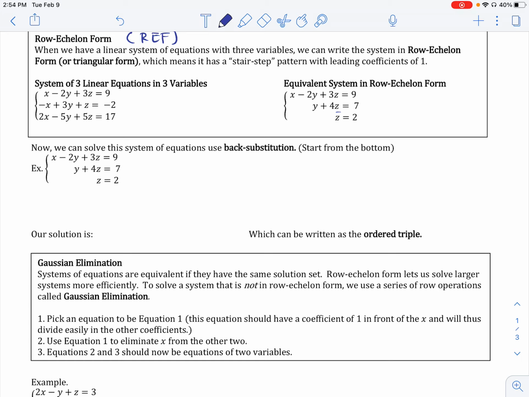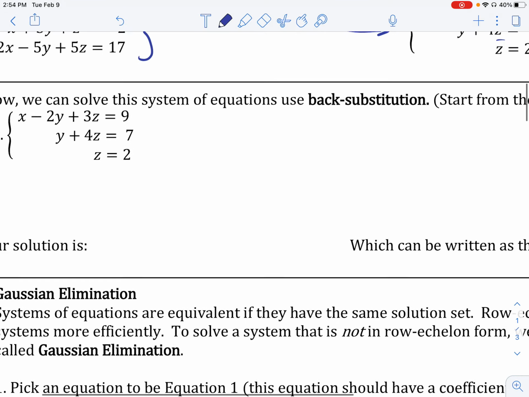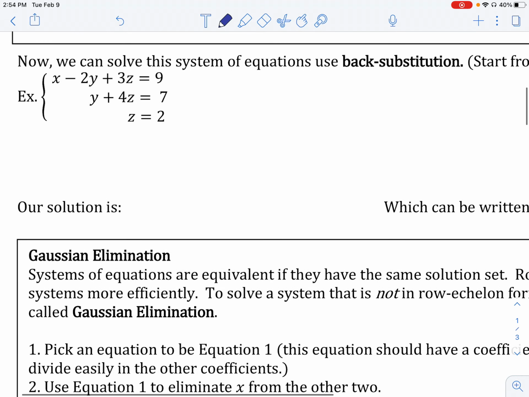Now, before we go through this process, I want to make sure we understand the benefit of taking a system that looks like this and writing it in row echelon form. That simply is because once we get it into REF, we can do a process called back substitution, which is exactly what it sounds like. It means we're going to take this final row where z is equal to 2, and substitute it back into the previous row. So we would say y plus 4 times 2 is equal to 7, and y is equal to negative 1.